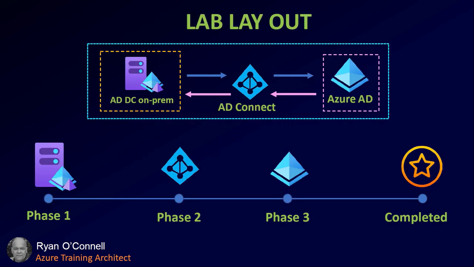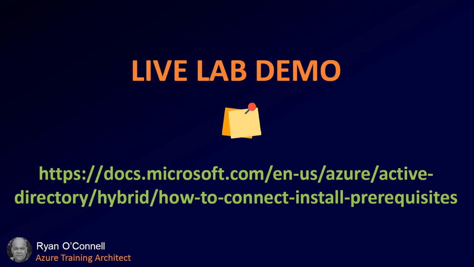In our lab, again, we'll create an AD DC on-prem. We will install AD Connect, and then of course we'll sync up with Azure Active Directory. So the first phase is to install Active Directory. Then the second phase would be to install AD Connect, and the third phase would be to sync up with Azure Active Directory.